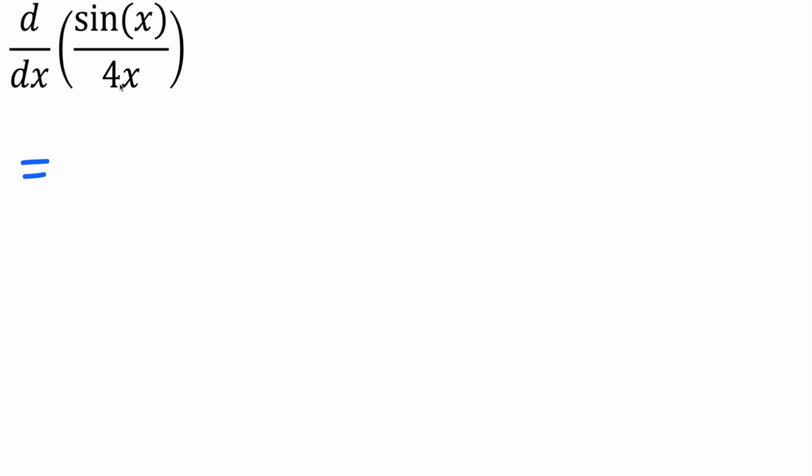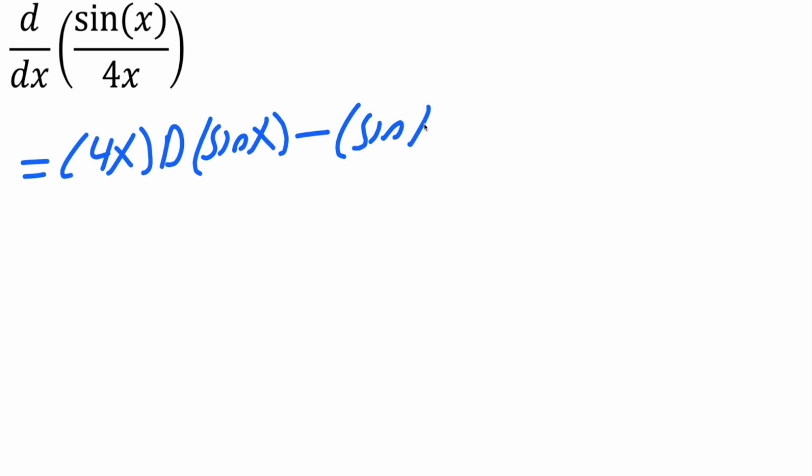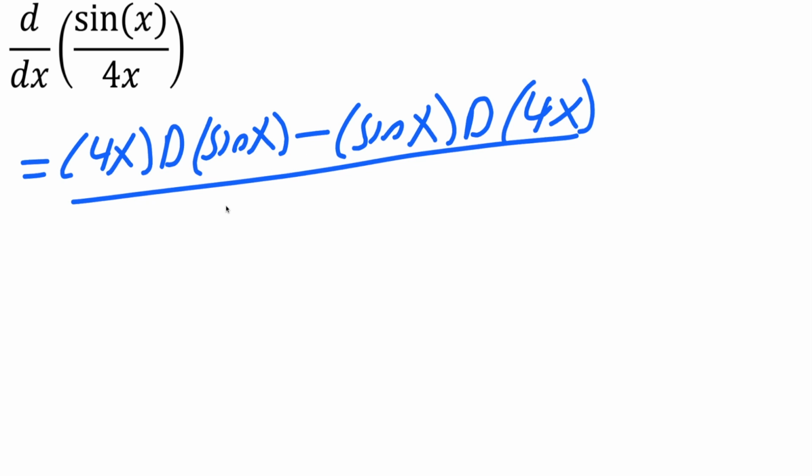So low would be our denominator, 4x. D high, so derivative of the numerator, and the numerator is sine x, minus high, so again the numerator, d low, so derivative of the denominator, and it's squared of what's below, so the denominator squared. So that's really how we're going to set this problem up, and then we're just going to expand and clean it up a little bit.